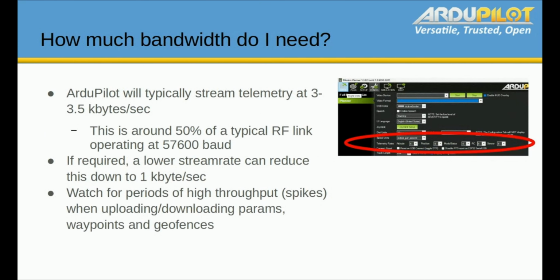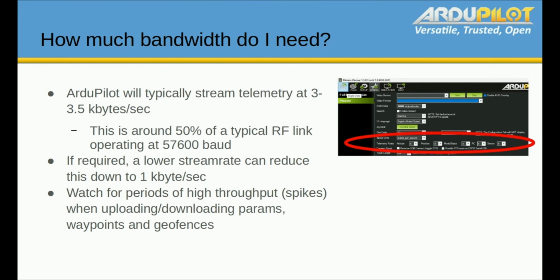So the first question, looking at the requirements: how much bandwidth do I need? How much data does ArduPilot use on its MAVLink telemetry? Under default settings, ArduPilot will typically take around 3 to 3.5 kilobytes per second. In the grand scheme of things, that's a relatively small bandwidth. But for something like your RFD900s or SiK-based radios, that will use up around 50% of your available data bandwidth.